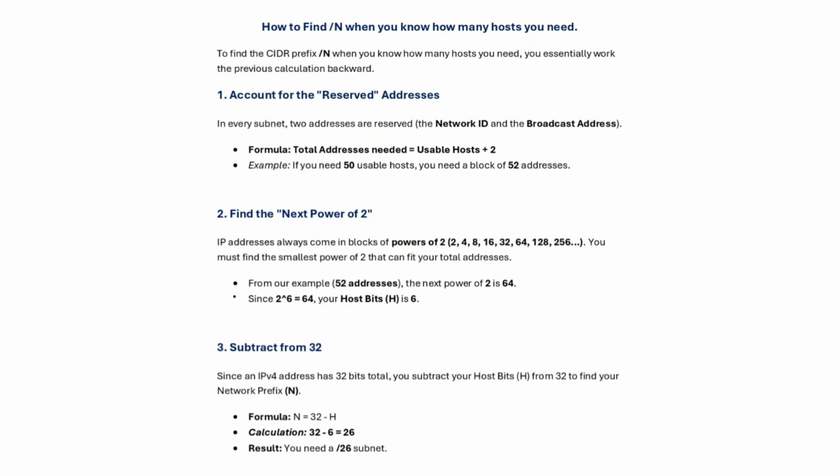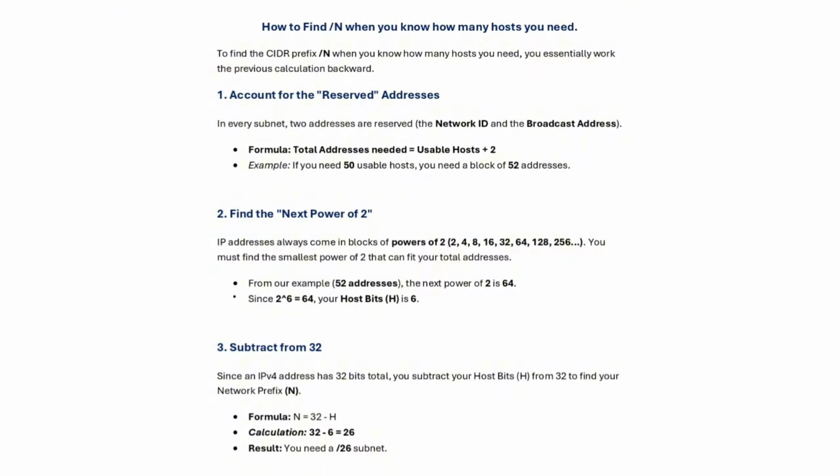The second step is the next power of 2. IP addresses always come in blocks. We must know that it is a power of 2. It would be like 2, 4, 8, 16, 32, 64, 128, and so on. You must find the smallest power of 2 that can fit your total addresses. From our previous example of 52 addresses, the next power of 2 is 64. Since 2 power 6 equals 64, your host bit is 6.